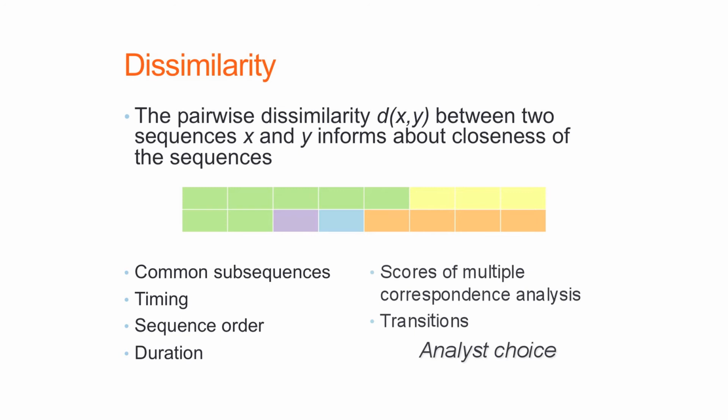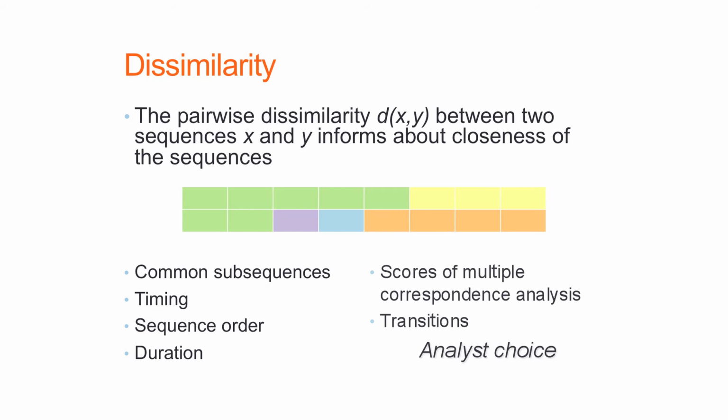So how do we want to define similar or different? Analysts have many choices. They can look for common subsequences. So we can say, okay, there's a subsequence here between living with parents and being married with parents. And there's a subsequence here of having left and being married and having children. And we can compare those.